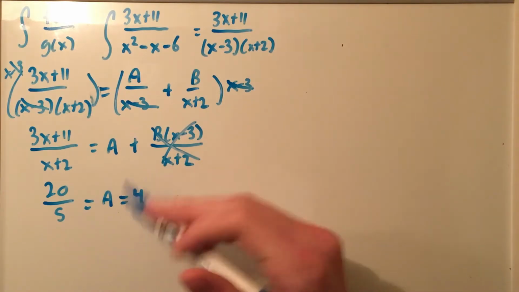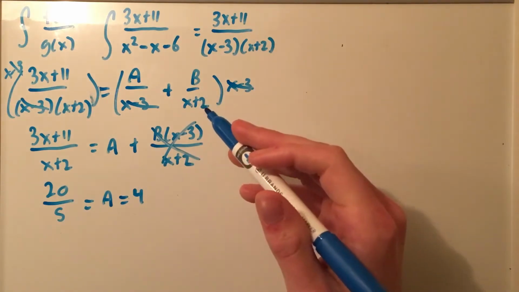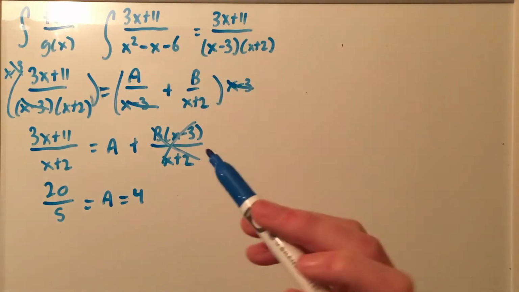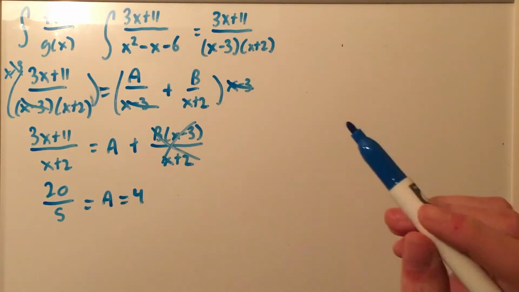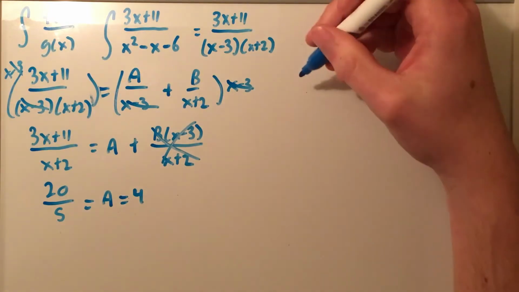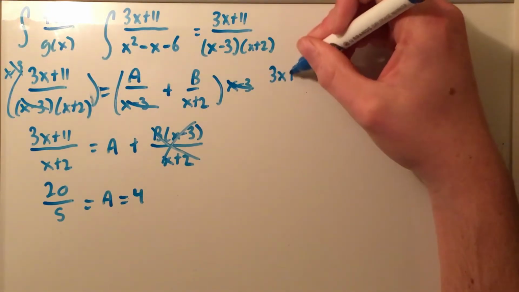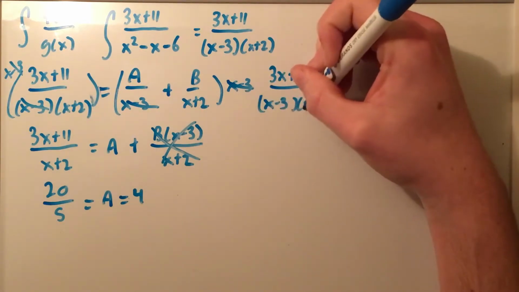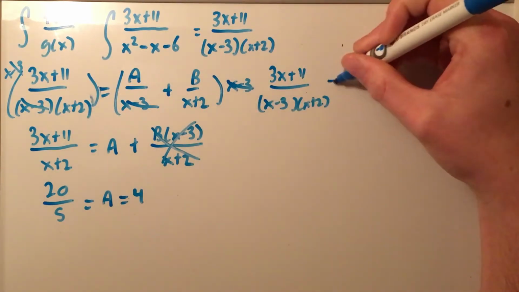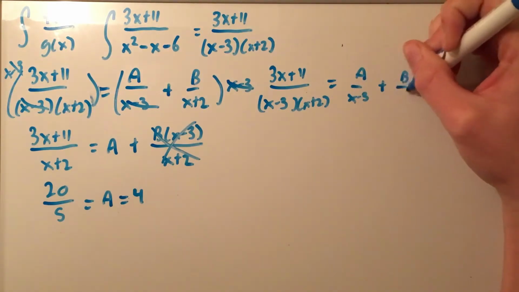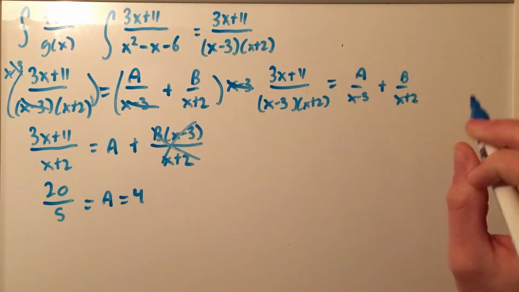Once you solve for a, you just have to solve for b, and then you can go ahead and solve the integral. To find b, we're going to do the exact same thing, but we multiply by x plus 2 on both sides. I'll reset it up over here: 3x plus 11 over x minus 3 times x plus 2 equals a over x minus 3 plus b over x plus 2. Pardon my handwriting.